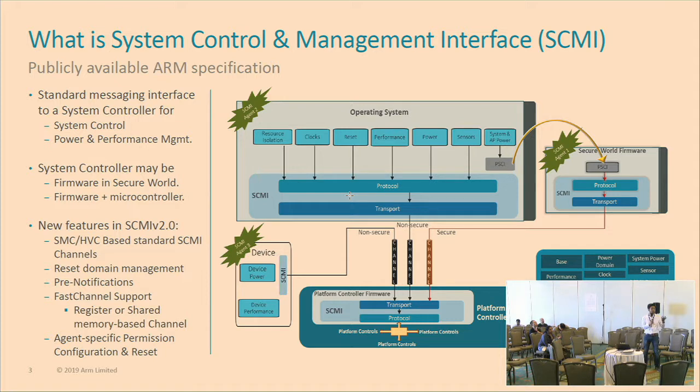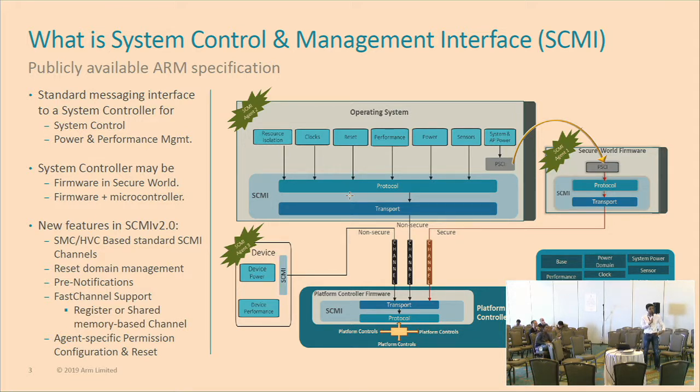So you should have 3 agents, like a secure world firmware can be an agent. Operating system on a non-secure side can be an agent. You could have a third agent running somewhere else. And if you have a power microcontroller that runs your power coprocessor, then all of these agents can talk via SCMI channels to that platform controller, which is your SCP.